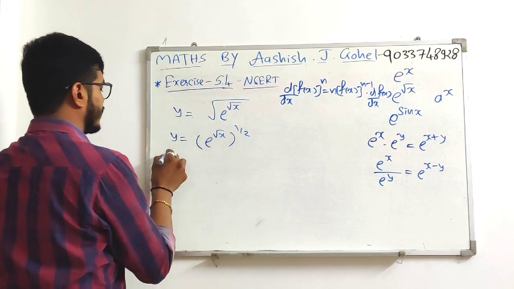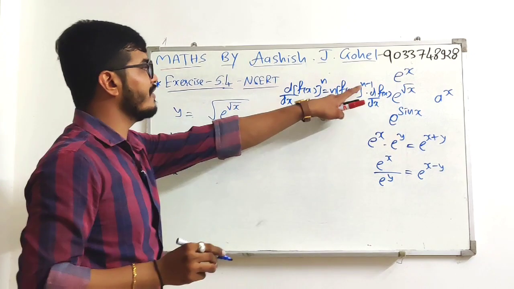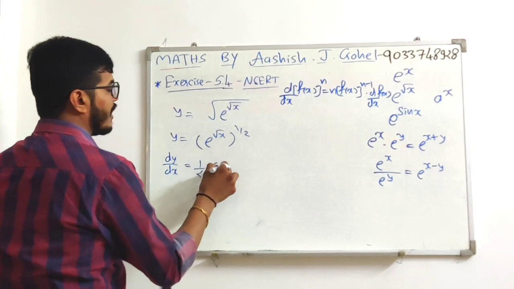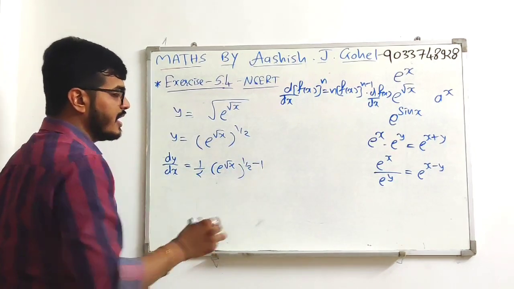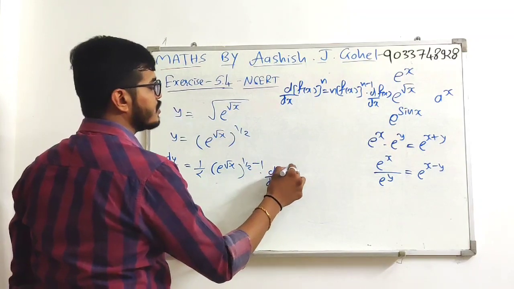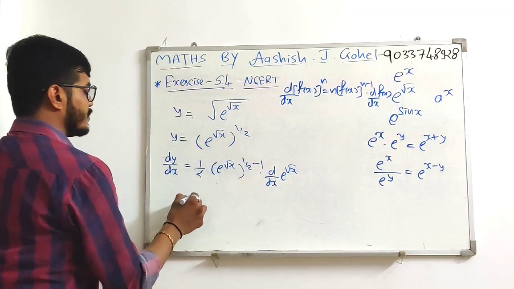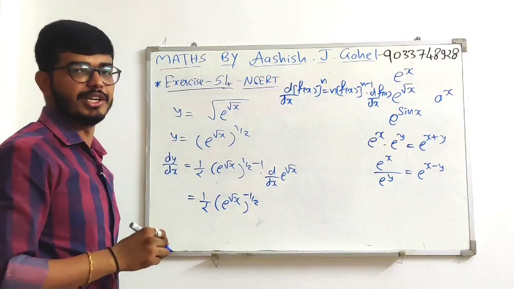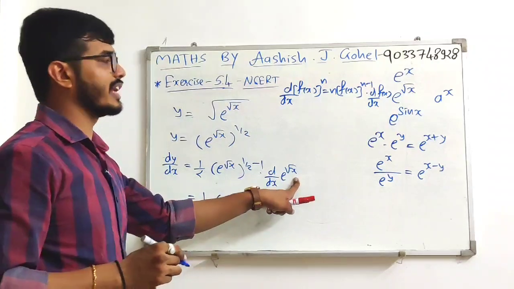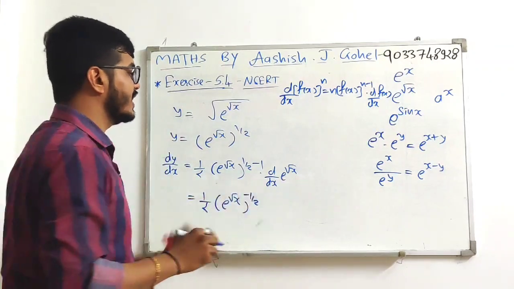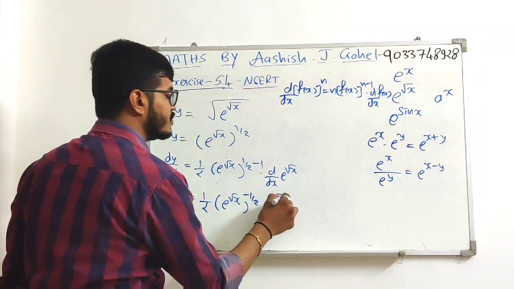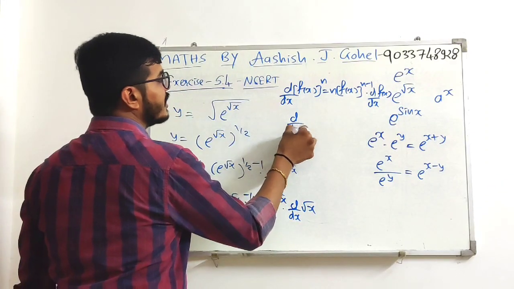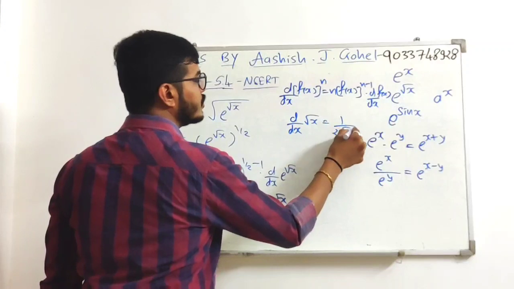If I differentiate this, the power comes ahead and the power decreases by one. The power is 1 by 2, so it becomes 1 by 2 minus 1, and again we differentiate e raised to root x. So 1 by 2 e raised to root x, raised to minus 1 by 2, then the differentiation of e raised to root x. Again we need to apply the chain rule here. The differentiation of e raised to f of x is e raised to f of x only, and again the differentiation of root x. We need to remember the differentiation of root x is 1 upon 2 root x.